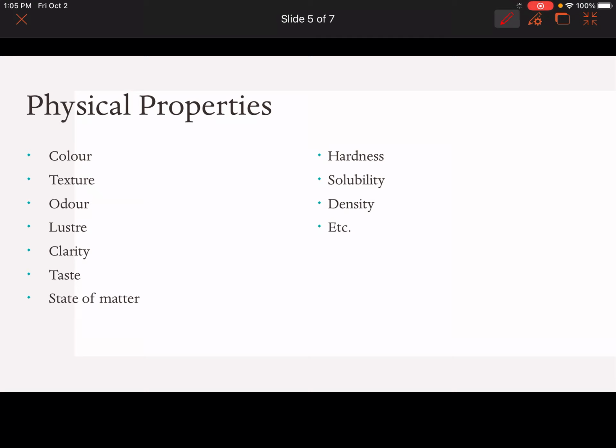Now, physical properties. When we use the word properties in science, we're talking about describing things. So how do we describe things? So we have physical properties and we have some chemical properties. So color, texture, so texture would be how something feels, odor, how it smells, luster, this is going to be how shiny something is, clarity, this would be how clear something is, how something tastes, the state of matter is going to be solid, liquid, or gas, how hard something is, and then solubility is how much you can dissolve.